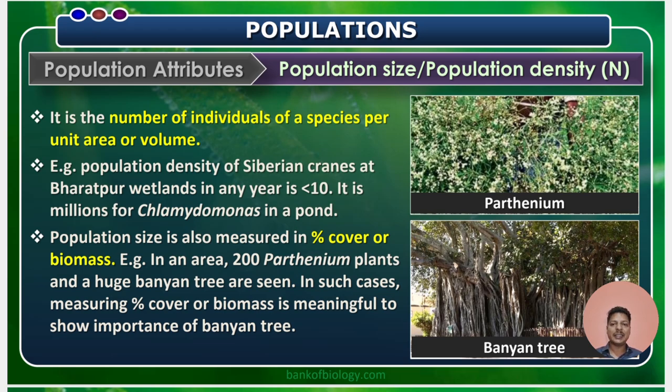Here you can see an example: in an area, 200 Parthenium plants and a huge banyan tree are seen. In a particular area the number of Parthenium plants is 200, but a single huge banyan tree is also seen. In such cases, measuring percentage cover or biomass is meaningful to show the importance of the banyan tree.